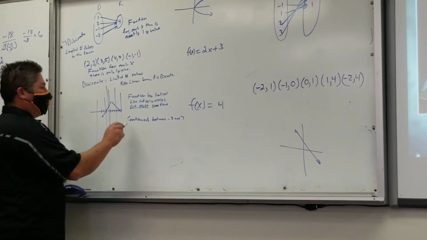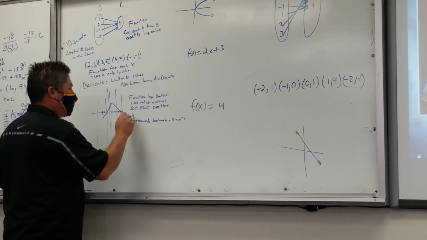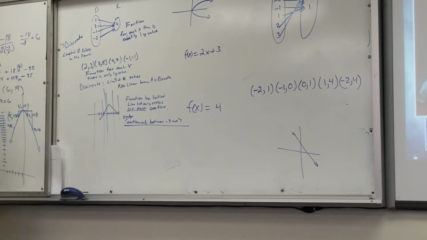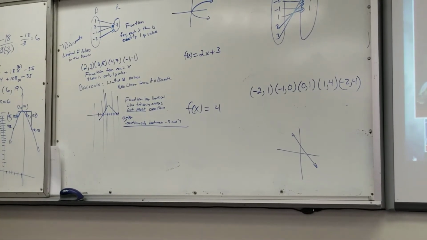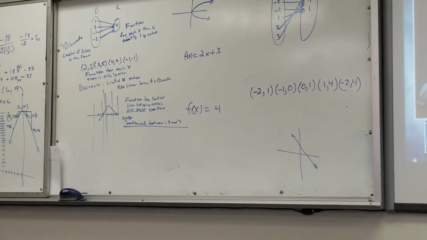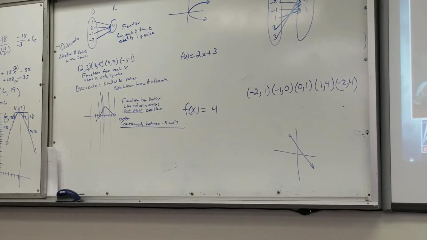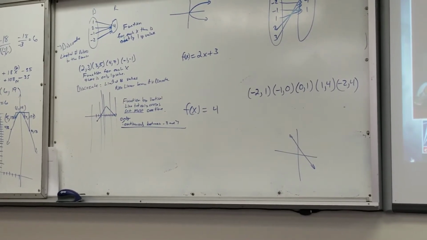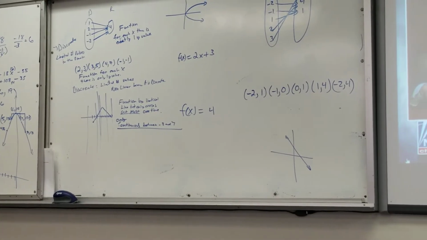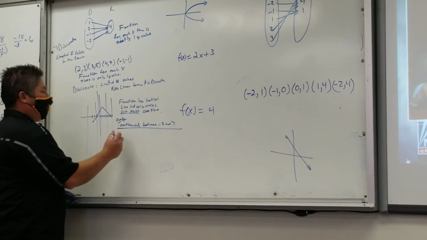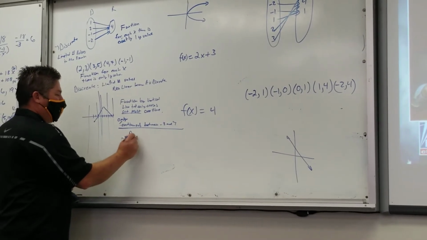So it's only continuous between -3 and 7. That's the domain, if you will, right? So it's continuous in that domain, but everywhere else outside of the domain, it is obviously discrete, because there's nothing there. So it's only continuous between -3 and 7. So this gives us a domain, by the way. Have we talked about domain yet?